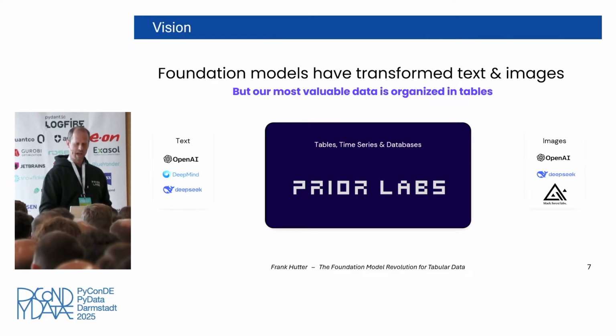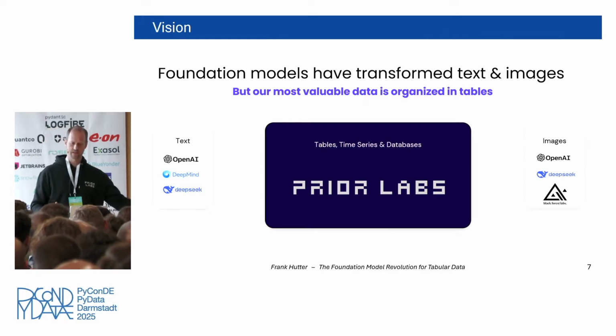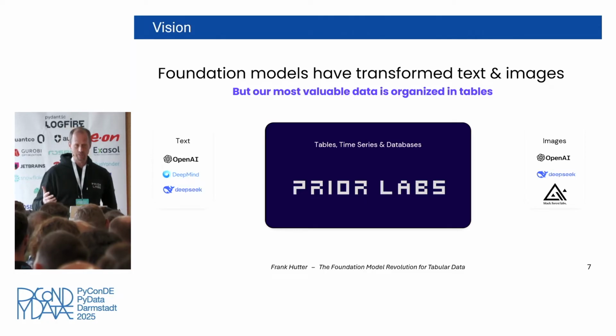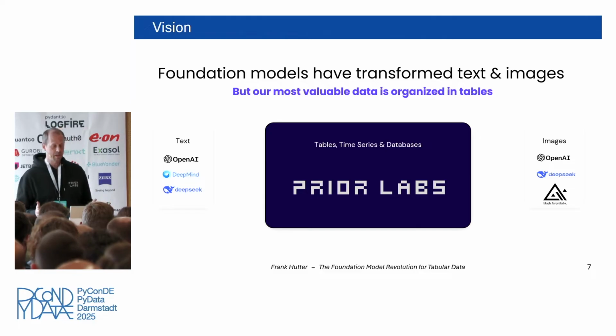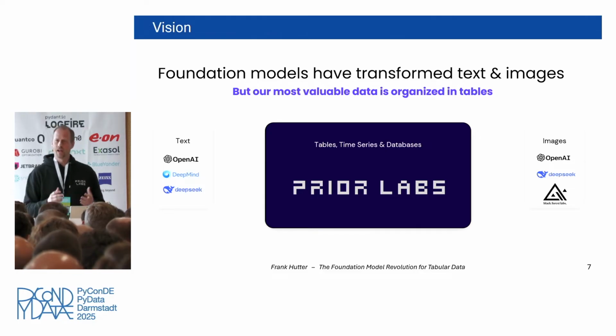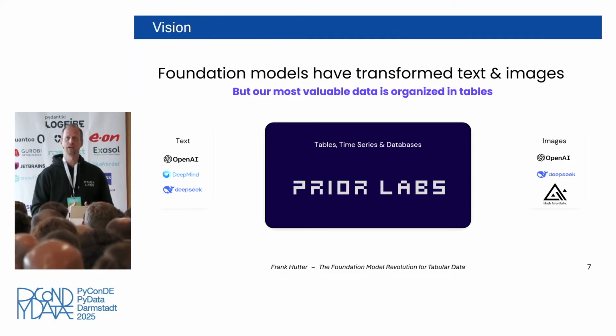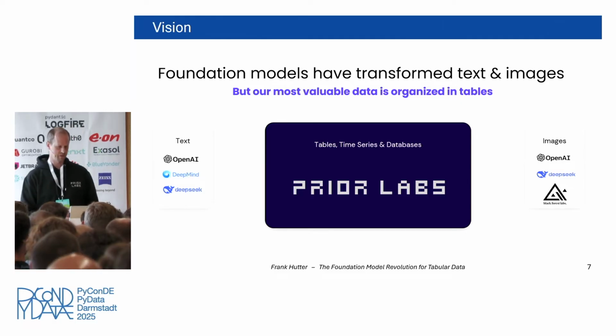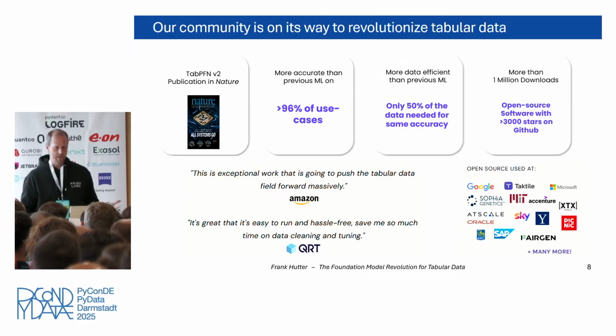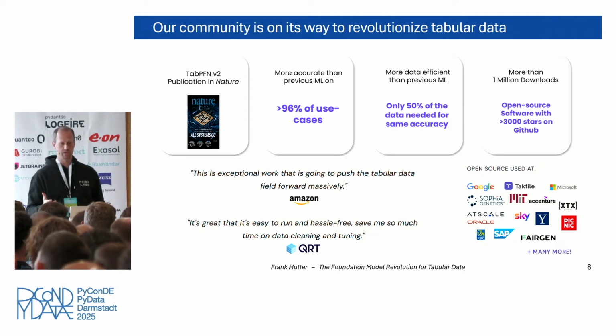So foundation models have revolutionized text and images, for images actually now for a decade, and text since ChatGPT, or slightly before, a couple of years before. And there's lots and lots of companies with immense impact. And for tables and time series and relational databases, et cetera, foundation models just haven't really cracked that. And this is what we're trying to do now with our company Prior Labs. And our community is now on its way to revolutionize this tabular data.